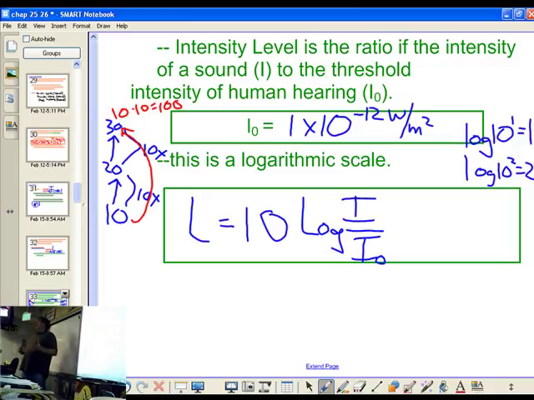This is how logarithmic scales work. So every time you go up 10 on the scale, you've increased by a power of 10. So if I went from 20 to 40, that means I went up 10, 20, I went up 3 tens, or 10 to the third power, or 1,000 on that.